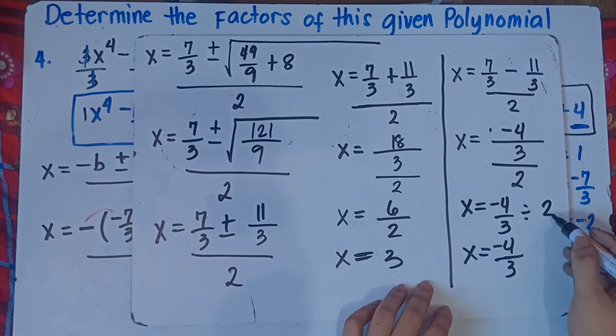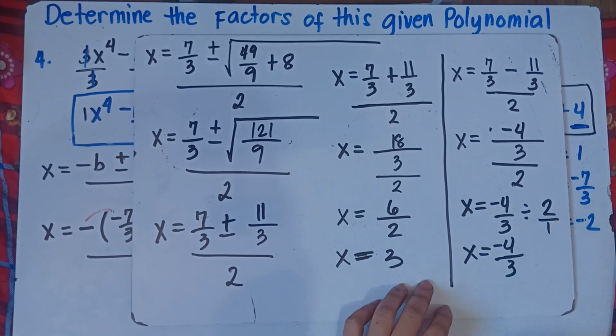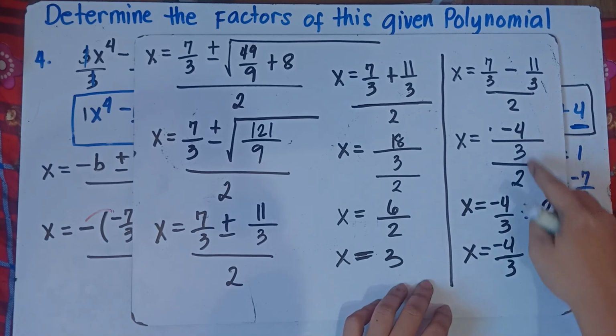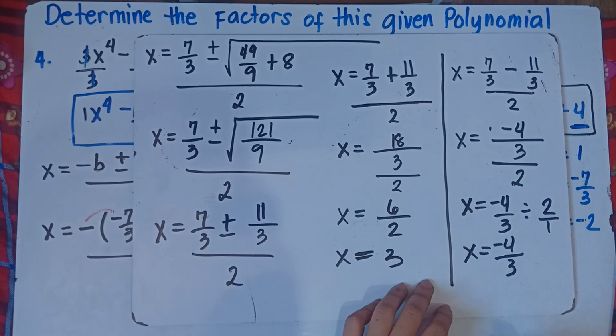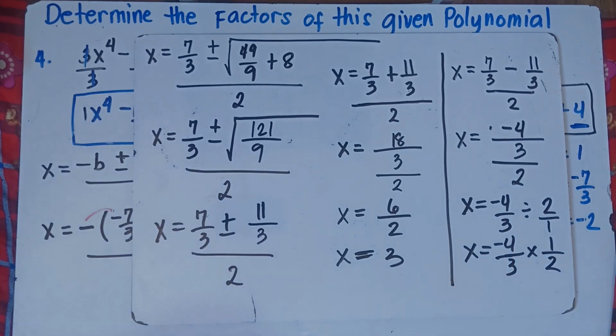Get the reciprocal of 2. So it would be 2 over 1 or 1 over 2. Once again, you cannot divide the fractions directly. You need to get the reciprocal of the divisor, then proceed to multiplication. So negative 4 over 3 divided by 2, it will be negative 4 over 3 times 1 over 2.